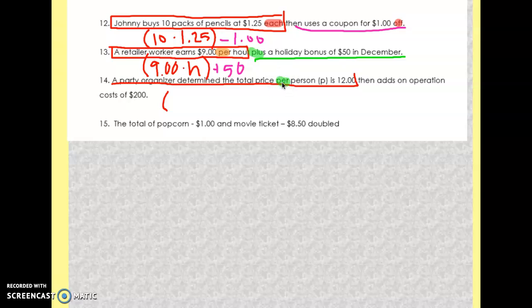So P times 12. You could also write it out as 12.00 times P, kind of like what we did up here with the $9 times H, but you could also shorten it to 12 times P. And remember, we have a variable and a number. They can buddy right up next to each other to show multiplication, so there's no need to put a dot. Then the last part said adds on an operational cost of $200. So straightforward, it tells us to add. We're going to add on $200.